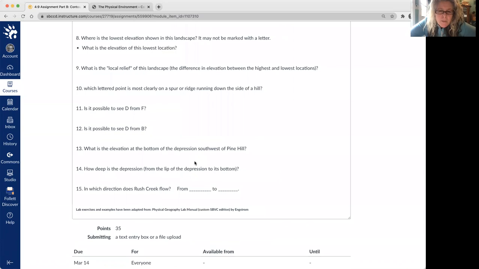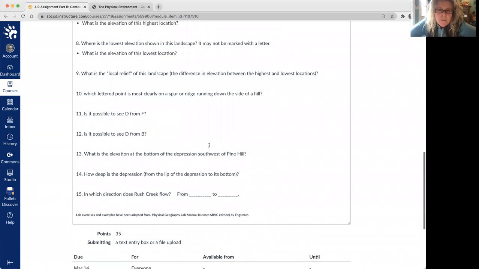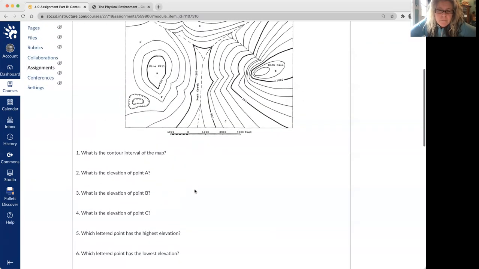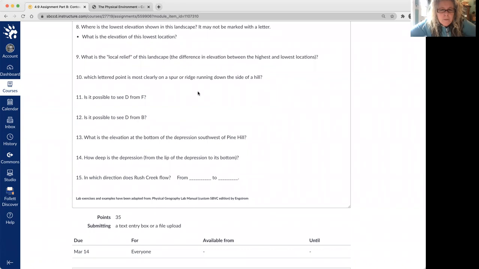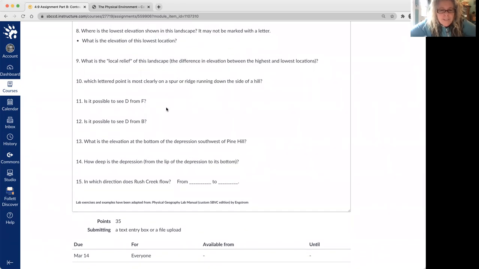How deep is the depression from the lip of the depression to its bottom? Well, if this is from 600 to 525, that's going to be approximately 75 feet to 100 feet. So we're estimating this.